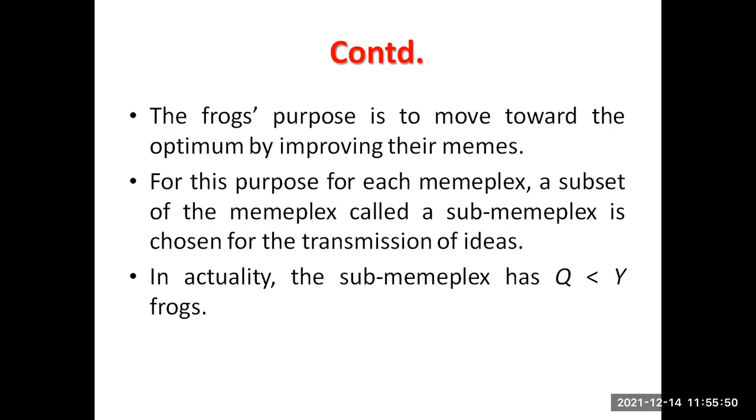And basically, what is the basic philosophy? The philosophy is, when they form a sub-memeplex, the sharing of information within that small group will be better. So in actuality, the sub-memeplex has Q frogs, where Q is less than Y. Y is the total number of frogs present in each memeplex, and capital Q is the number of frogs present in the sub-memeplex. So obviously that will be lesser than the total number of frogs in each memeplex.